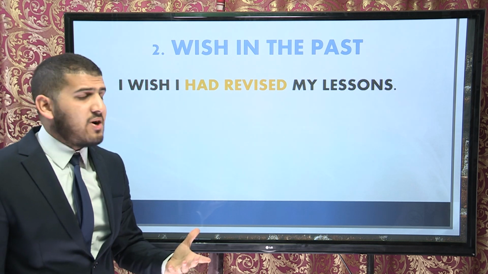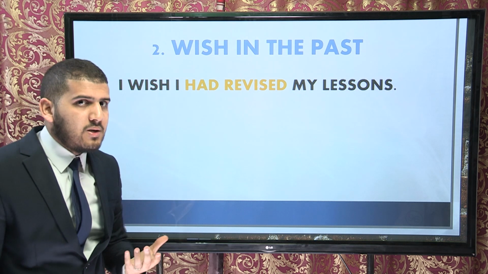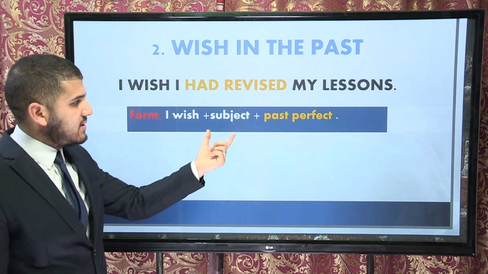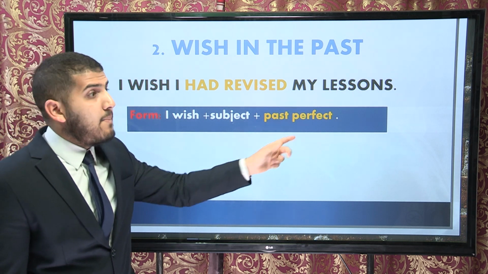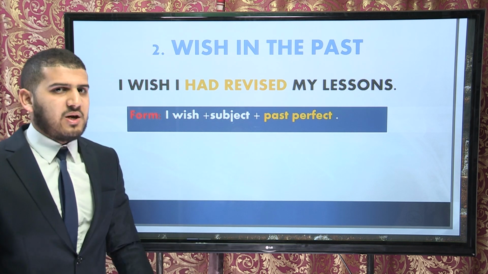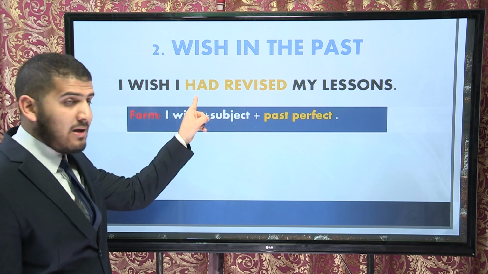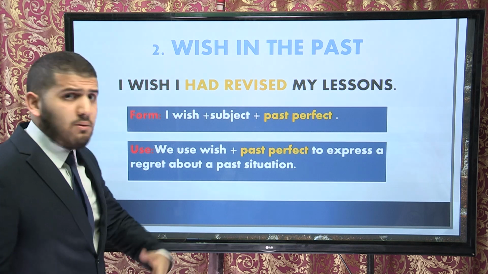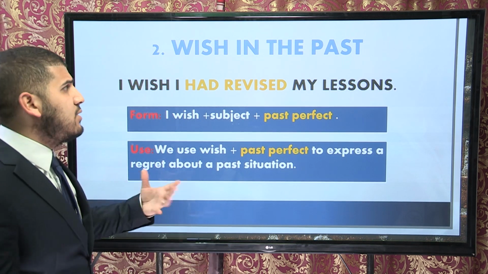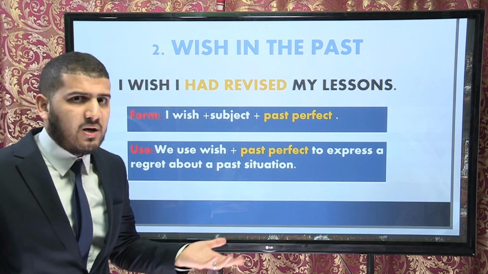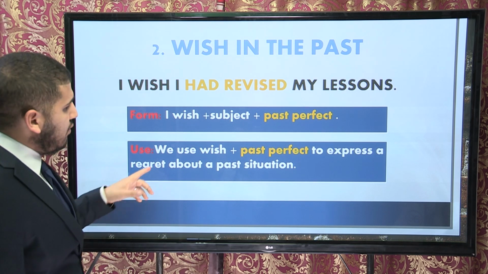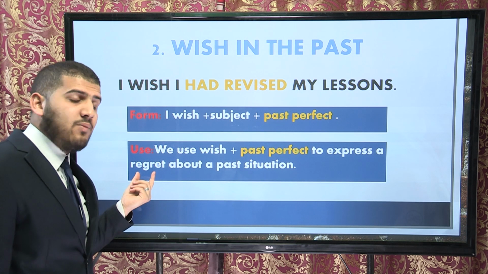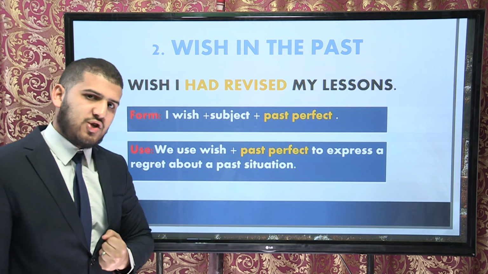So if you want to express a wish in the past, you need to use the following rule. I wish plus subject plus past perfect. So what is past perfect? It is had plus past participle of the verb. Now, when do you use wish in the past, or what does it express? We use wish plus past perfect to express a regret about a past situation.